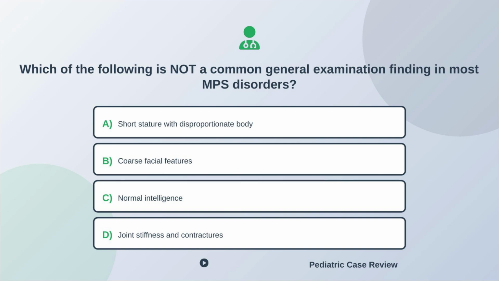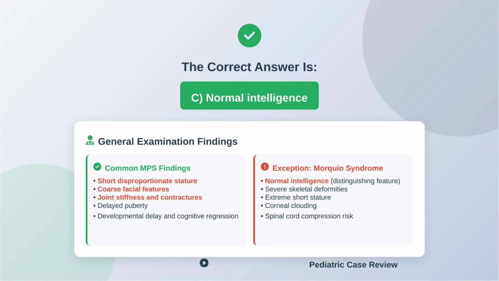Which of the following is not a common general examination finding in most MPS disorders? A, short stature with disproportionate body, B, coarse facial features, C, normal intelligence, or D, joint stiffness and contractures? The correct answer is C. Most MPS types involve cognitive impairment, except for Morquio syndrome, which uniquely features normal intelligence despite severe skeletal deformities.